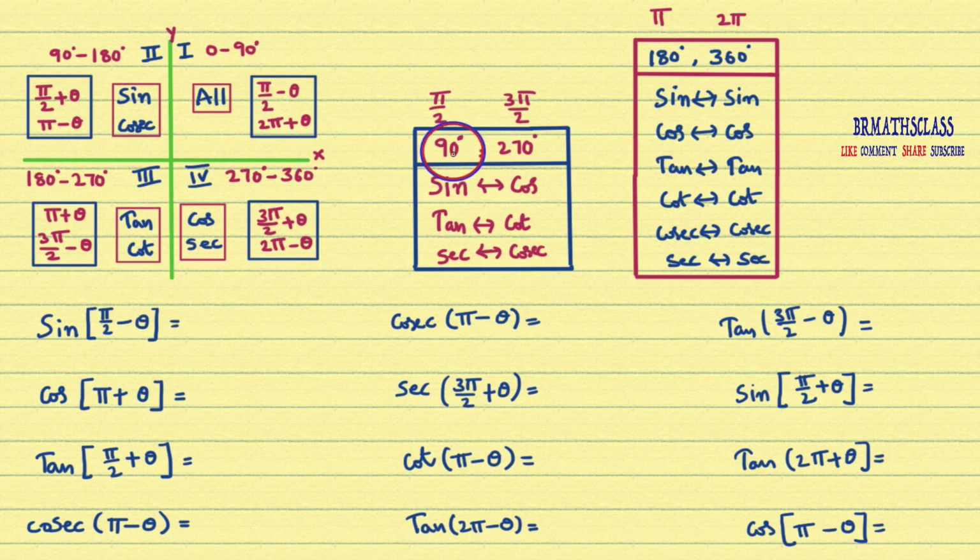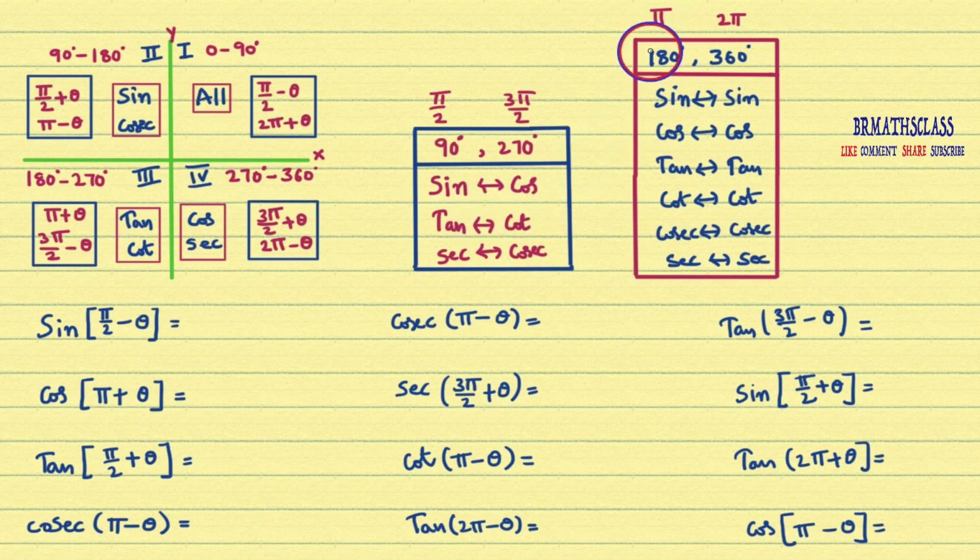Whenever you see 90 degrees or 270 degrees, 90 degrees means pi by 2, 270 degrees means 3 pi by 2, in allied angles, the function changes. Sine changes to cos, cos changes to sine. Remember, it is a mutual change. Tan function changes to cot, cot function changes to tan. Secant function changes to cosecant, cosecant changes to secant. You need to remember this point.